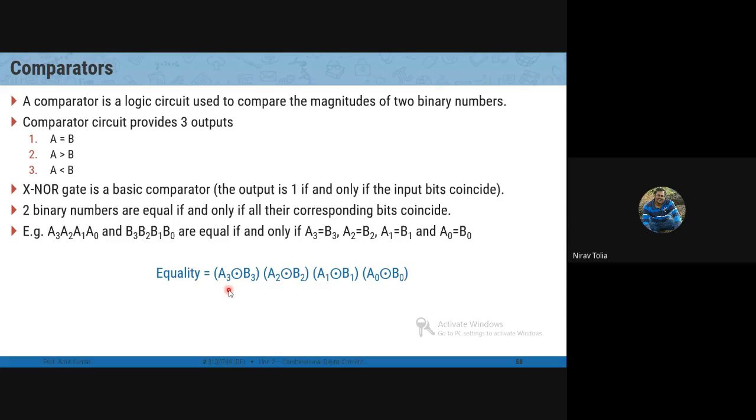So if my A3 coincides with B3, my A2 coincides with B2, and my A0 coincides with B0, then I can say my A is equal to B.